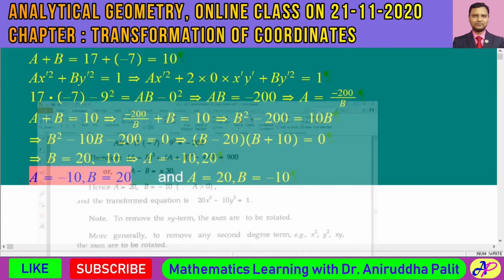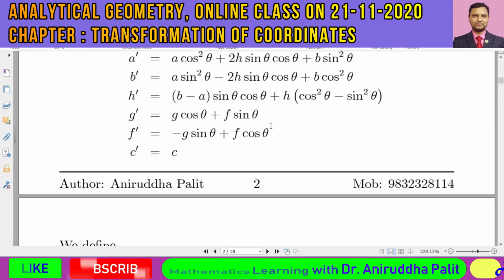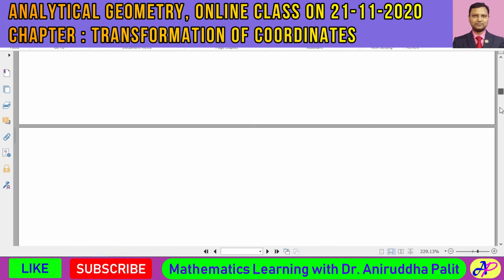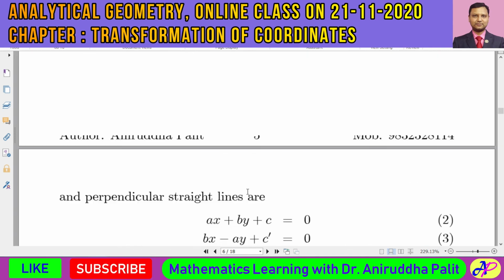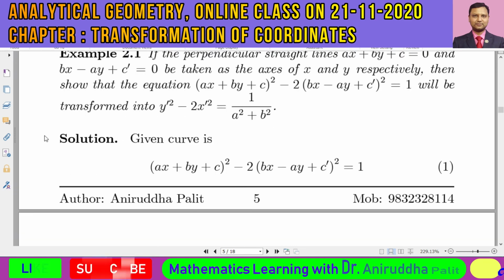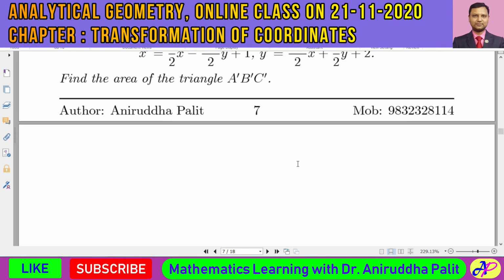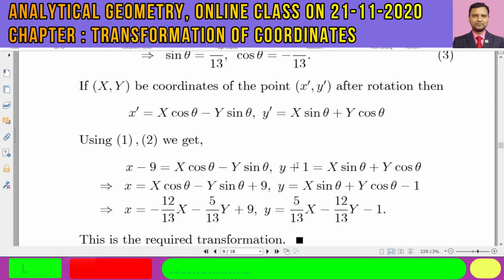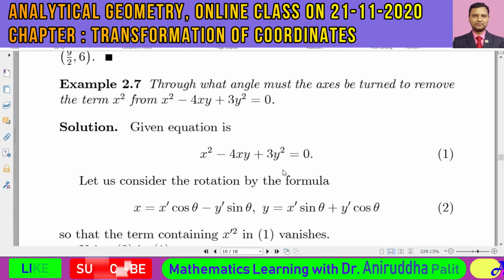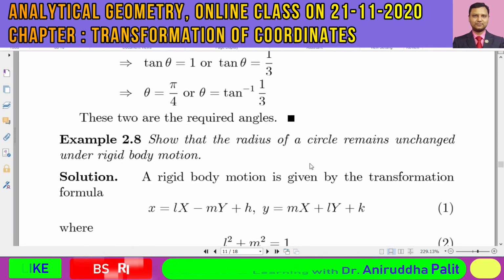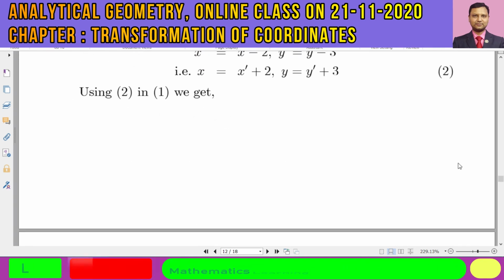So this first chapter, the transformation of coordinates, is finished from my part. Many such examples have already been solved in your book, and in this PDF file you will find a few examples from the exercise of this book. Okay, I have solved some of these examples for you. So please go through these examples and the solved questions that have been given in your book, and try to finish this chapter as early as possible. This is a basic chapter. And if you have any problem, please report to me in the next class.